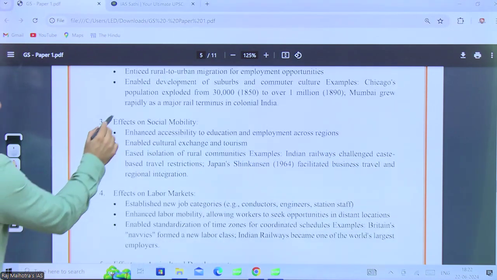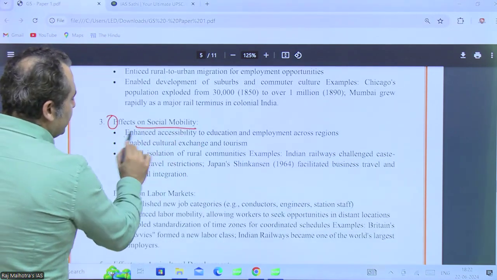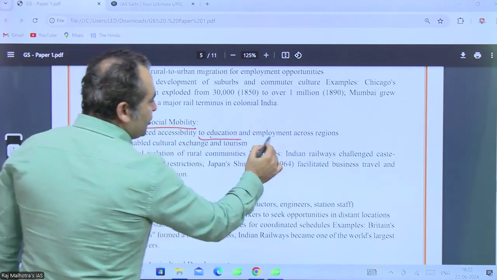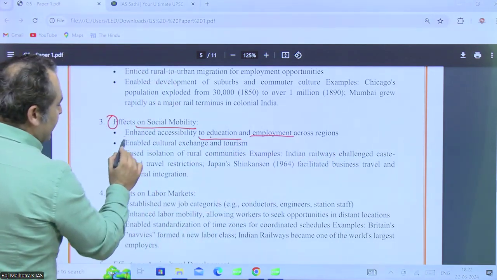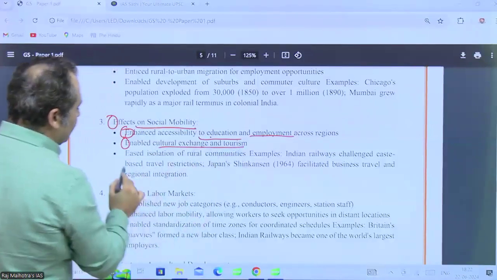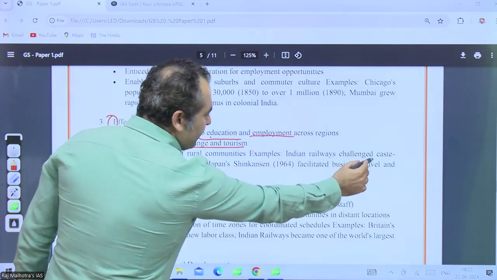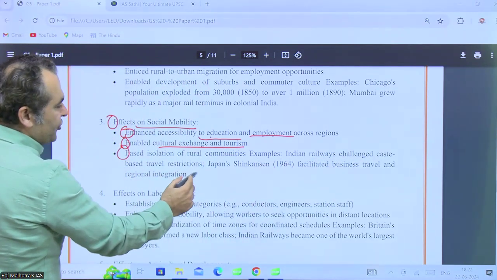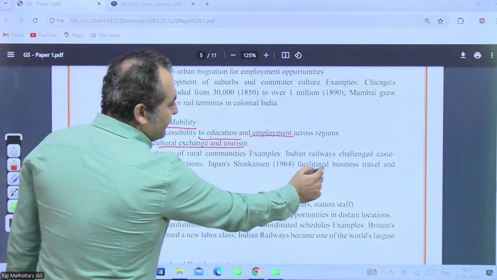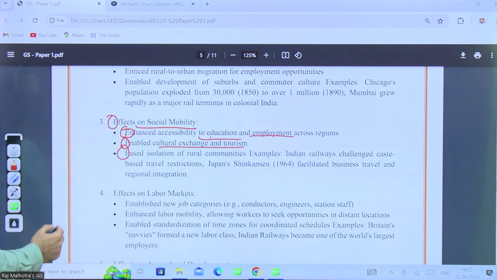Then effects on social mobility: enhanced accessibility to education, employment across regions, enabled cultural exchange and tourism, eased isolation of rural communities. Example, Indian Railways challenged caste-based travel restrictions. Japan's Shinkansen facilitated business travel and regional integration.